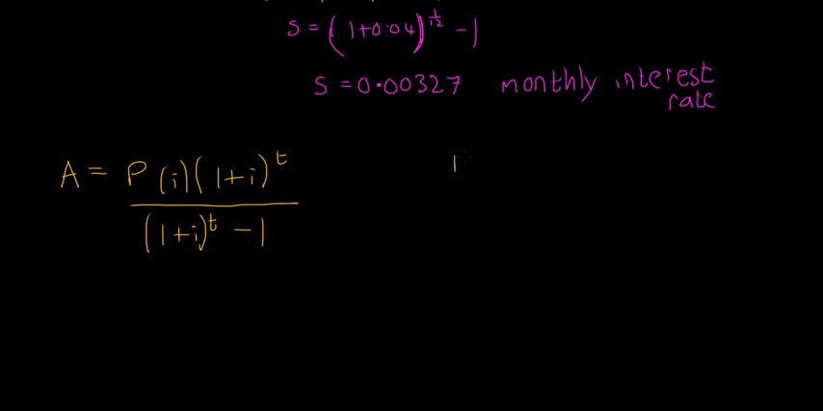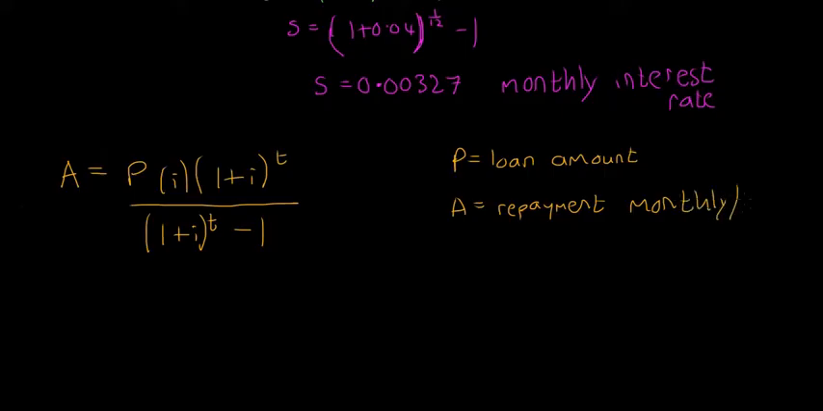All these things stand for is P is equal to the loan amount, so that's how much you borrowed. A is our monthly repayment. Yeah, it should be monthly repayment, but I got that mixed up, doesn't matter. I is our interest rate.